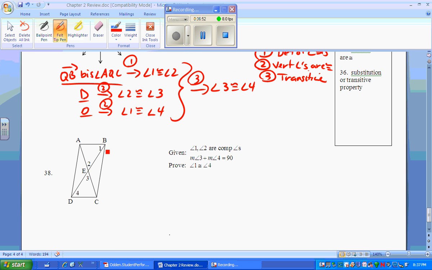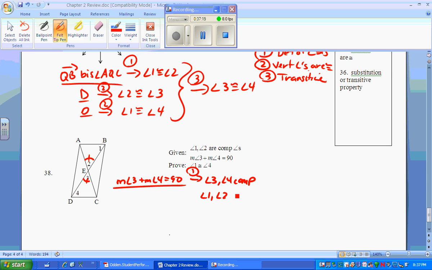Last but not least, 1 and 2 are complementary, so these two add to equal 90. 3 and 4 are complementary. You want to prove that 1 and 4 are congruent. Well, what else do we know? That 2 and 3 are vertical, so let's use that complement rule. Hey, this is great. So the measure of angle 3 plus the measure of angle 4 equals 90, given. We can get an arrow out and say that angle 3 and angle 4 are complementary.